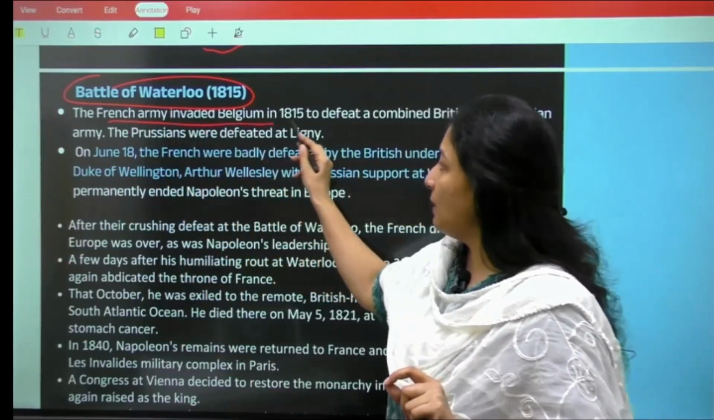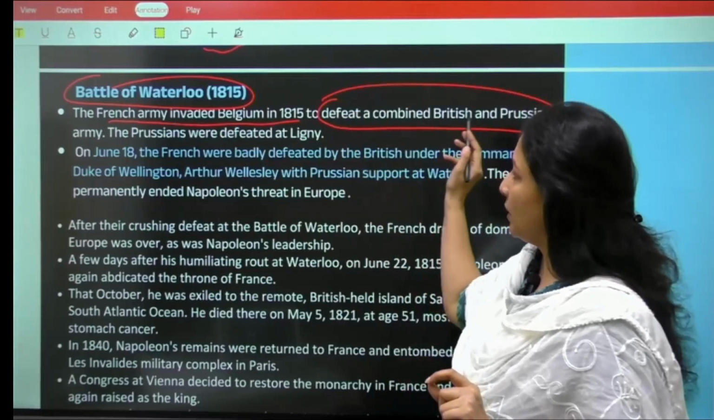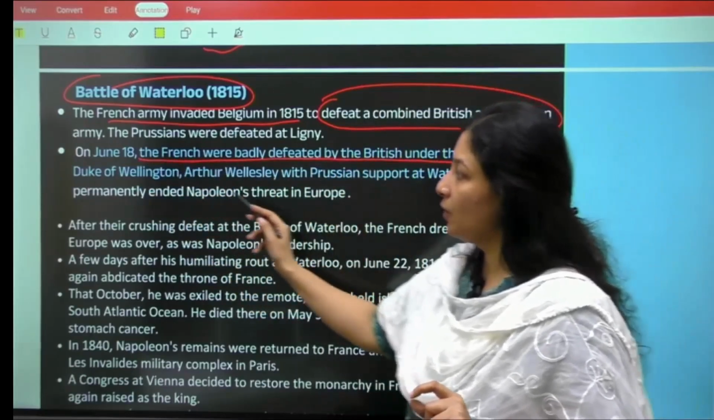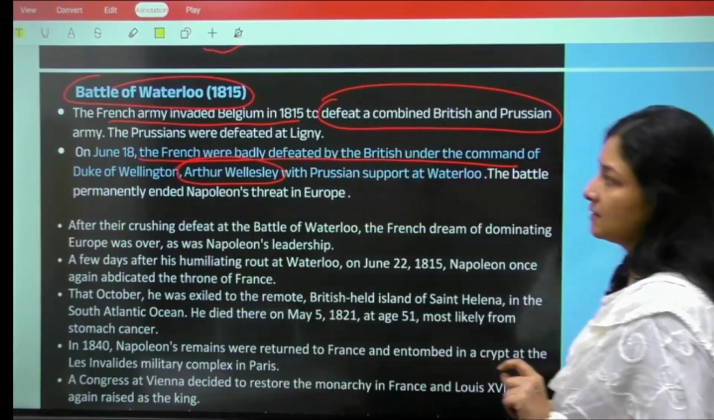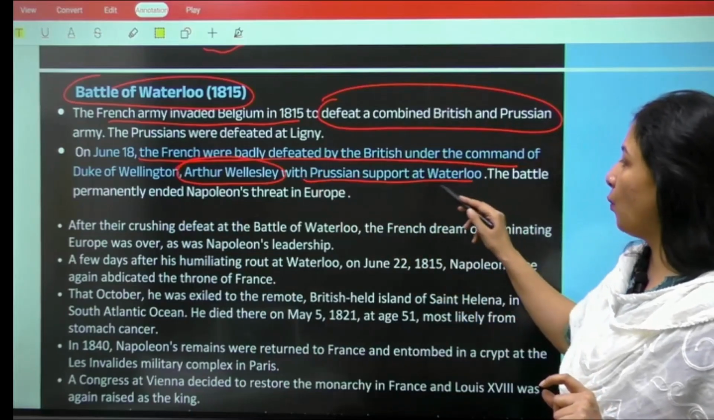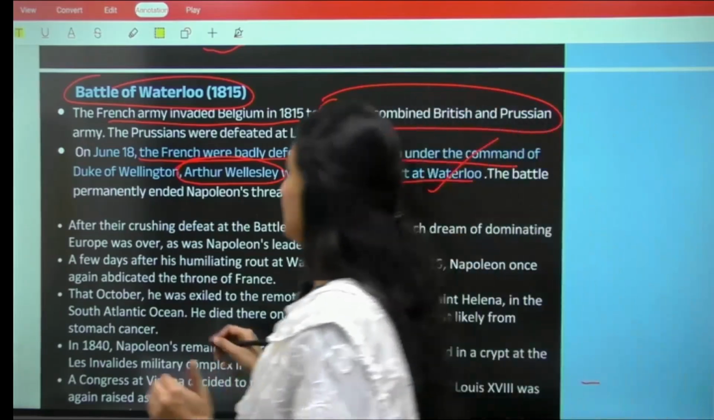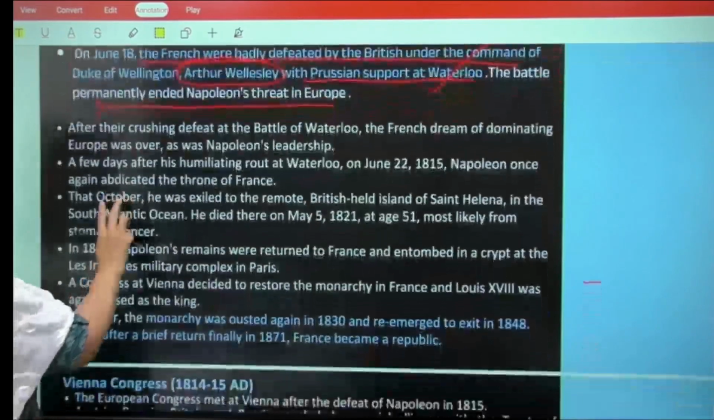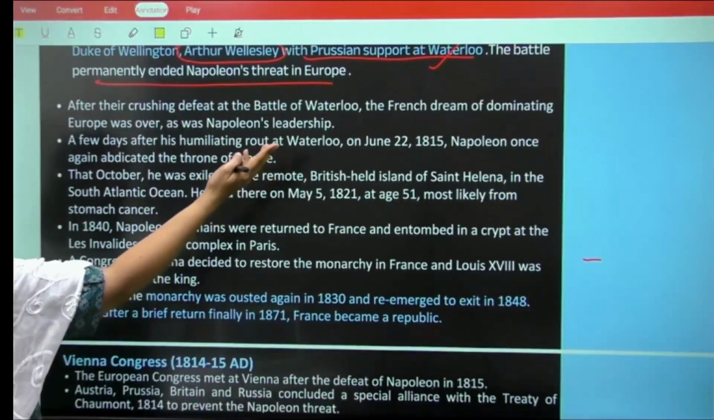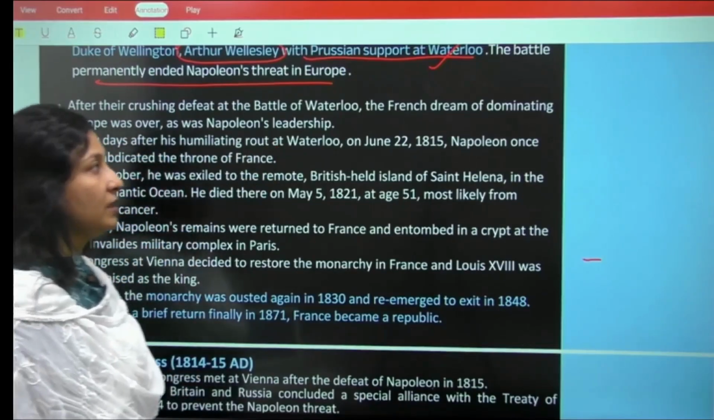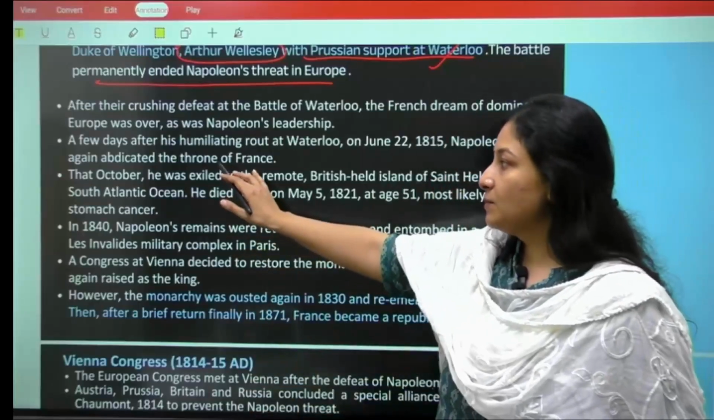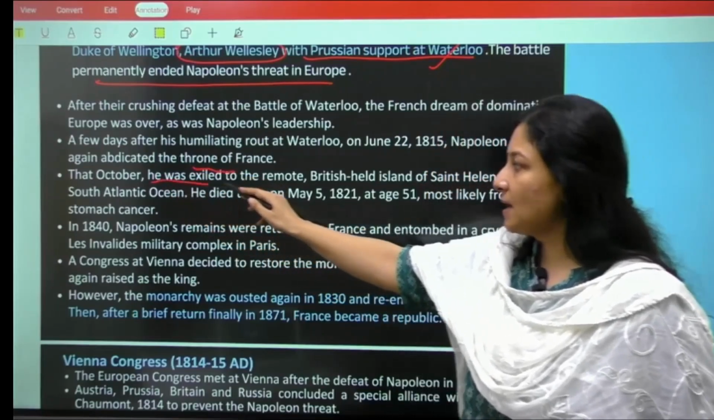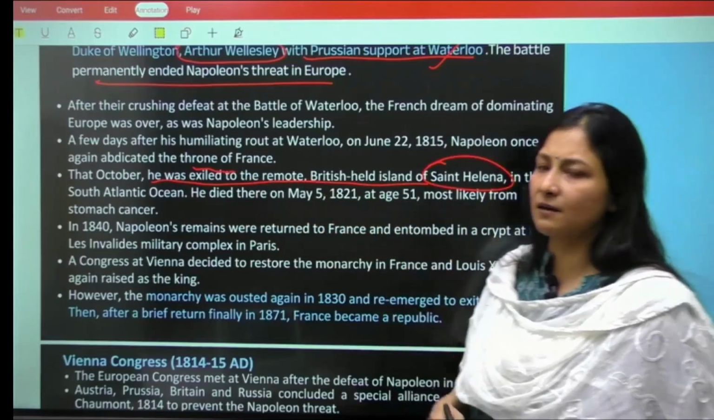The French army invaded Belgium to defeat the combined forces of Britain and Prussia. The French were badly defeated by the British under the commander Duke of Wellington, Arthur Wellesley, right? With the Prussian support at Waterloo. And the battle permanently ended Napoleon's threat to Europe. After their crushing defeat at Waterloo, the French dream of becoming a dominant power was totally over, and Napoleon once again abdicated the throne of France, but he was exiled to a remote island, St. Helena, where it is said that after a few years he died.